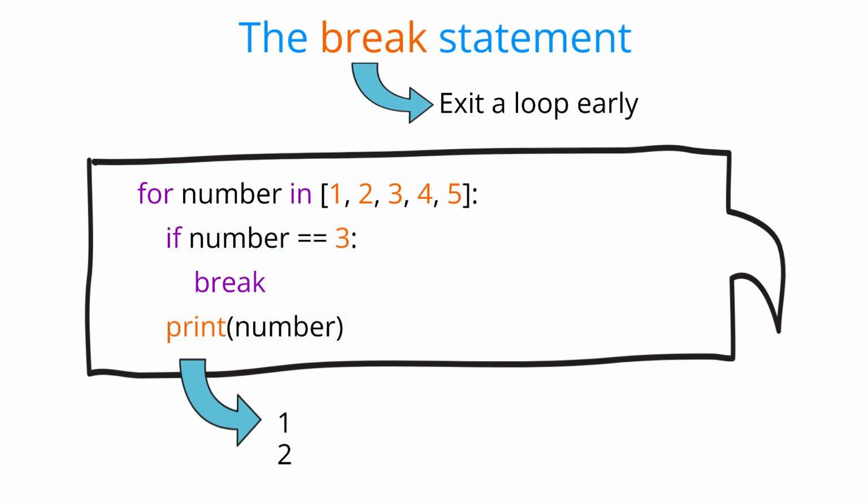Then we get to the third iteration where we set number to the third item in the list, which is 3. This time when the if statement executes, the value of the number variable is indeed 3, and so the break statement is executed. This causes the loop to immediately exit, so we never get to the remaining items in the list. This is useful when you're searching for something. Once you've found it, there's no reason to keep looping.